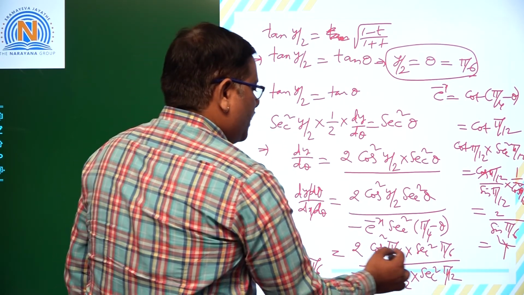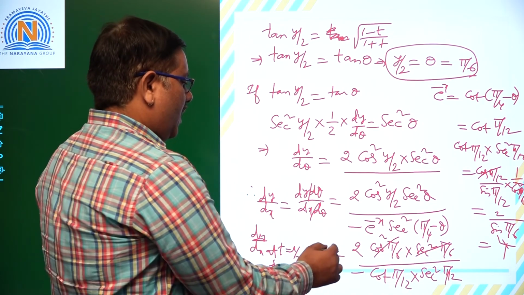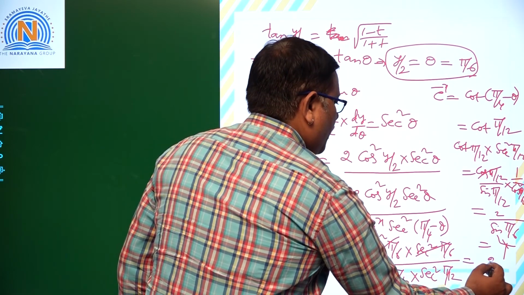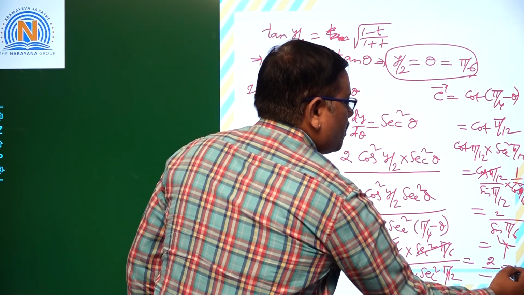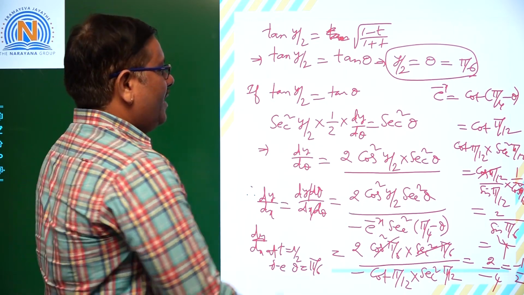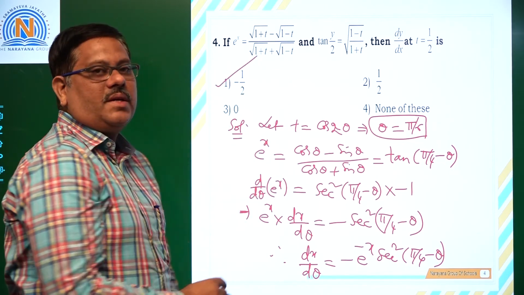Here, if you look at it, these two are reciprocal functions, they will cancel. So we have this answer as 2 by minus 4. 2 by minus 4 is how much? Minus 1 by 2. So the resultant answer is minus 1 by 2 for us. Minus 1 by 2 is nothing but the first option. So that is the right answer.